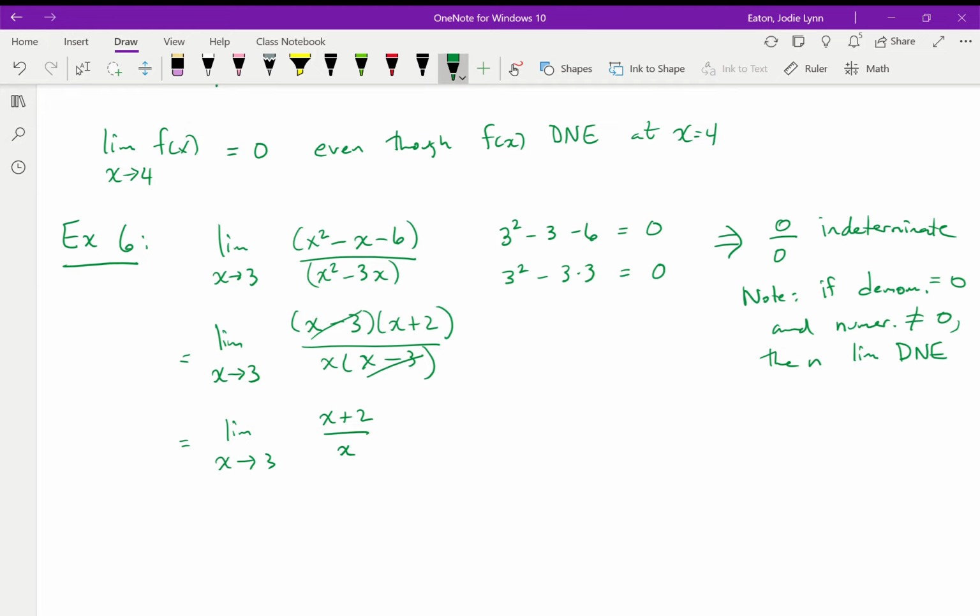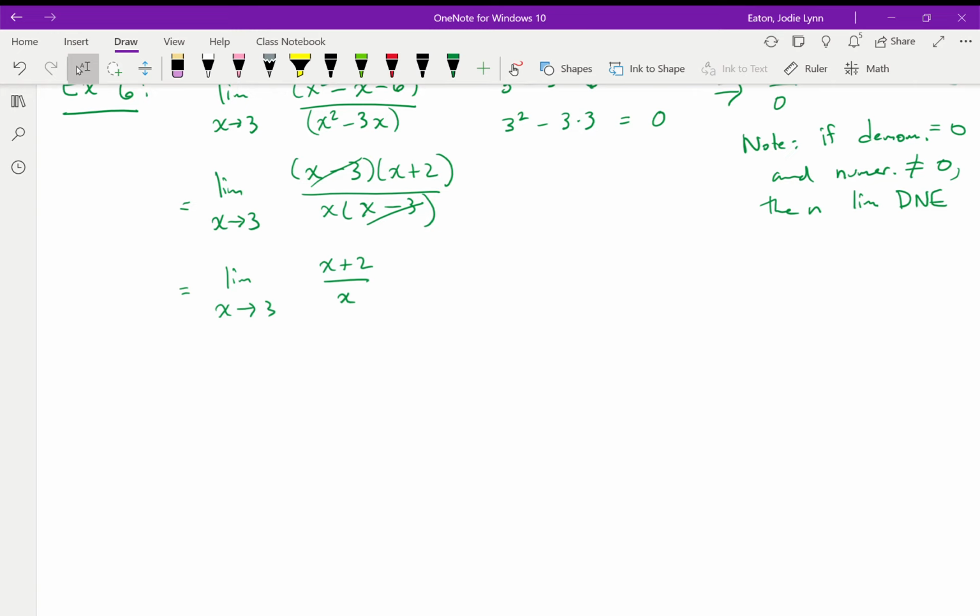At x equals 3, we no longer are getting a 0 over 0. And notice, if only the denominator stayed 0 and the numerator didn't stay 0, we would still have a limit that doesn't exist. But this limit does exist, so now I can plug in. So this is 3 plus 2, which is 5 over 3. And that's our limit. So again, this would have a removable discontinuity, or a hole, at 5 over 3.